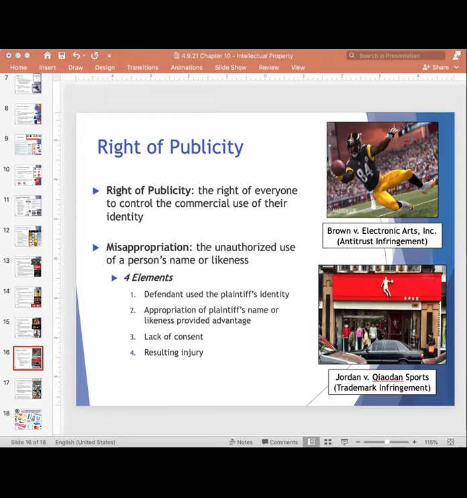Brown versus Electronic Arts, O'Bannon versus EA Sports, a lot of lawsuits against EA Sports for the use of athlete avatars in their sports video games without those athletes' consent. That has been a really major lawsuit, as well as Jordan versus Qiaodan Sports. They are citing trademark infringement, but it is a right of publicity issue because Qiaodan Sports is using the image as well as the name of Jordan, because Jordan in Chinese is Qiaodan, to try and sell their products. So those are just a couple of examples.